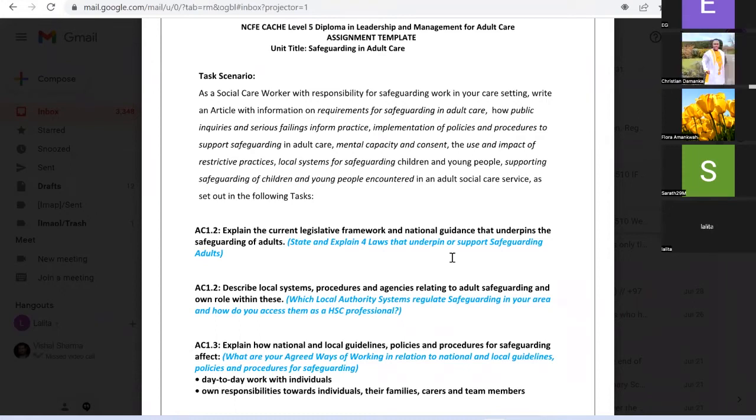AC 1.2, explain the current legislative framework and national guidance that underpins the safeguarding of adults.